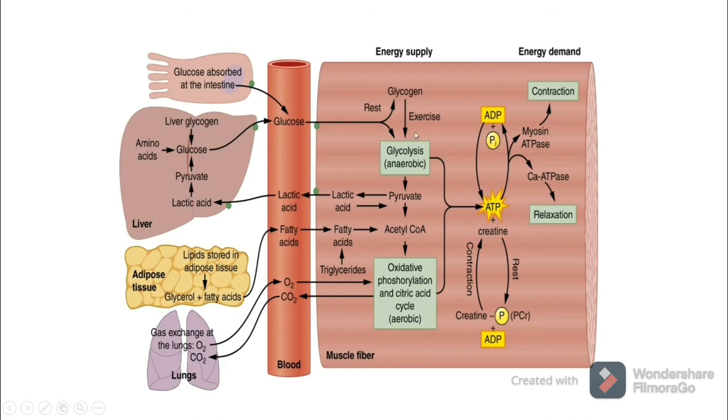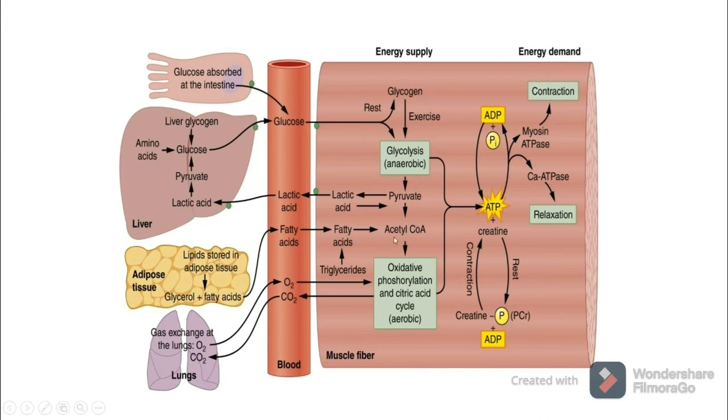The second system is the anaerobic glycolysis. When we don't have enough oxygen, or the oxygen supply is not adequate, the pyruvate can be converted to lactic acid. This lactic acid through the capillary reaches the liver and gets converted to glucose through gluconeogenesis, and the same glucose can be sent back to the working musculature. So this is the second system.